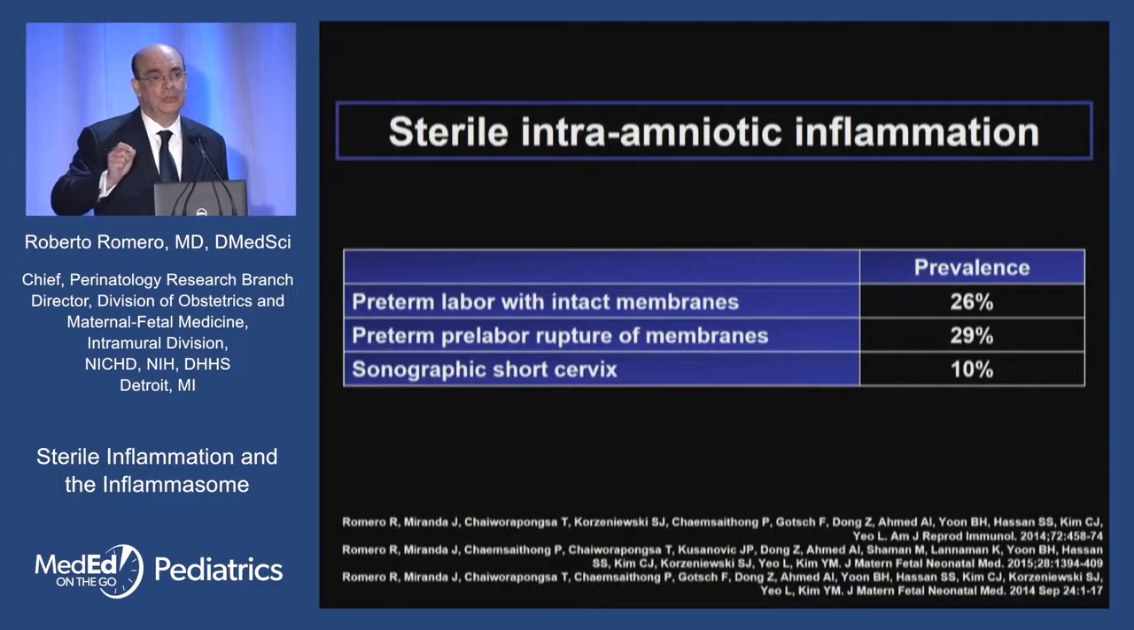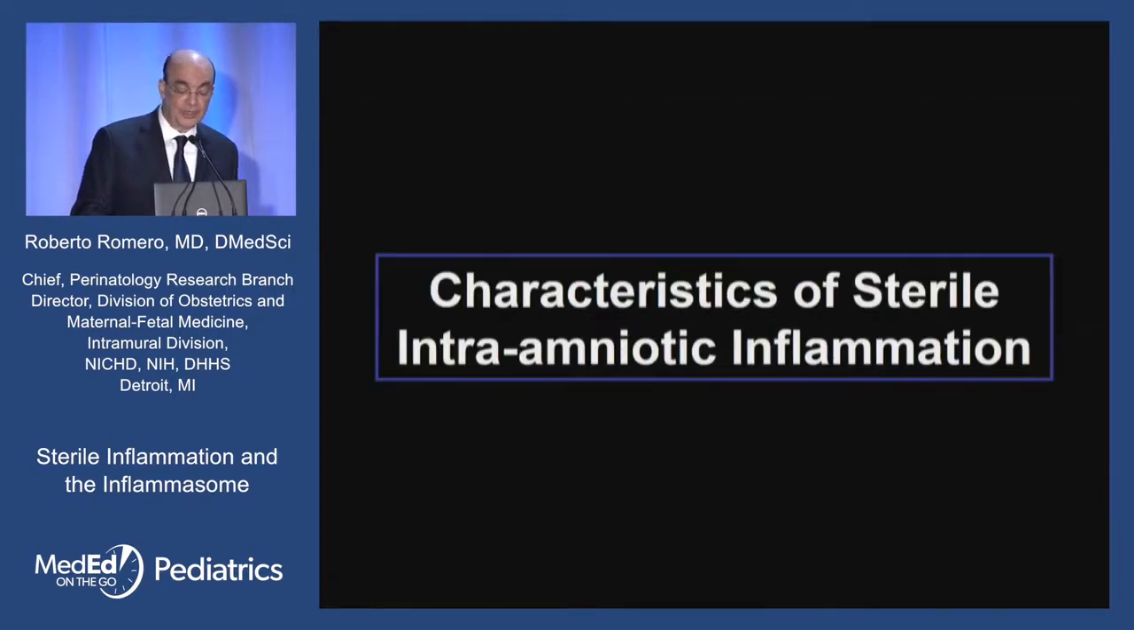It's more frequent to have sterile intraamniotic inflammation in patients with premature labor and intact membranes than intraamniotic infection. This was a surprise to me. In premature rupture of membranes, the opposite is the case. There are more intraamniotic infections than sterile inflammations. But even in patients with a sonographic short cervix, sterile inflammation is more frequent than intraamniotic infection.